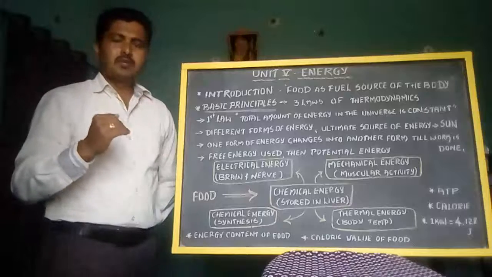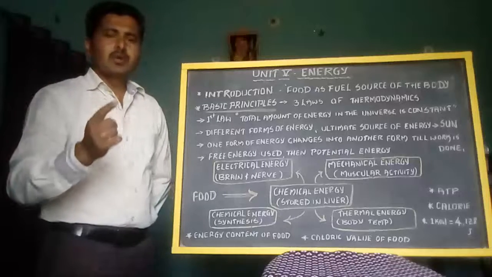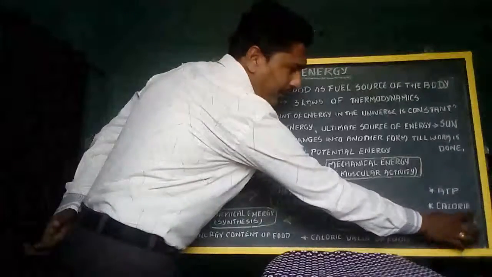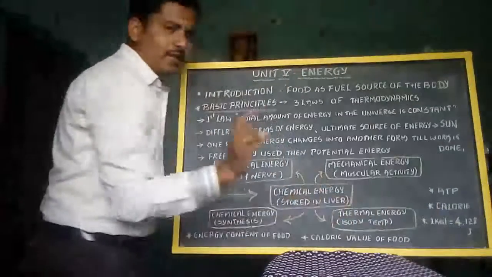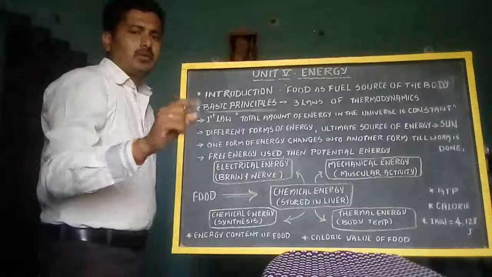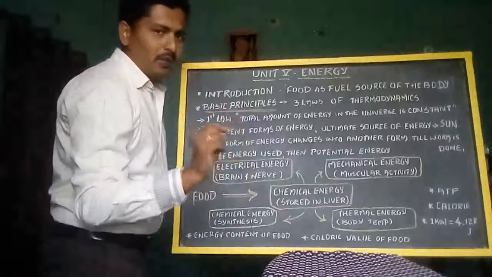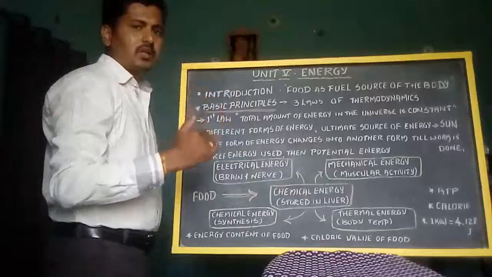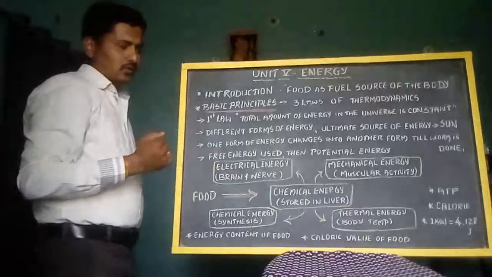what is the relation between calorie and joule? 1 kilocalorie is equal to 4.128 joule. 1 kilocalorie is equal to 4.128 joules. It is the relation between calorie and joules.